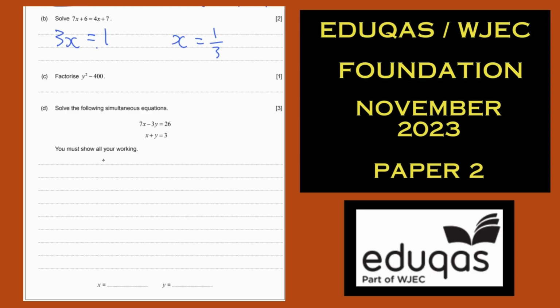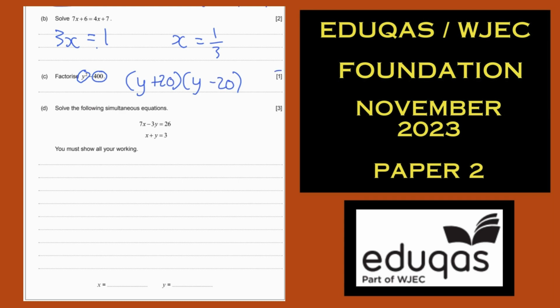Part C could be tricky because 400 is maybe a square number you've seen before, but not necessarily. This is one called difference of two squares. If you have a square thing minus a square thing, you square root and you square root.